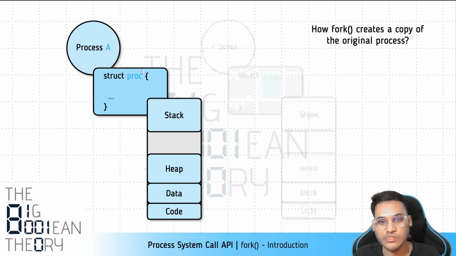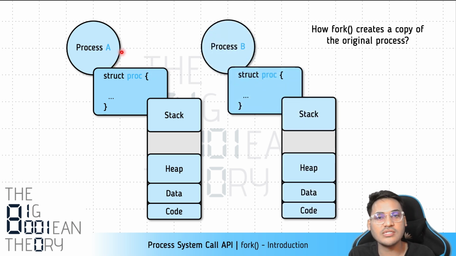This is how it looks. When process A invokes the fork system call, the operating system will make a copy of its process control block. So these two are copies of each other. All of the contents of this process control block will be copied into this new PCB, or process control block. And since the information about the address space is also part of the process control block, the address space will also be copied. So everything will be copied in this way.